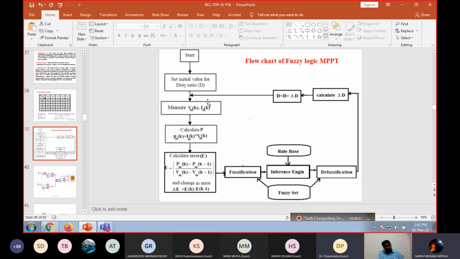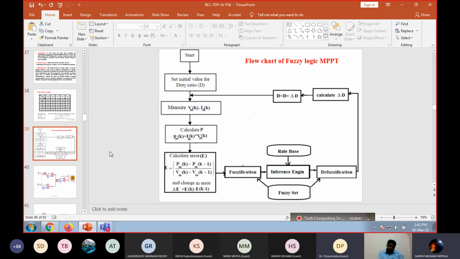After writing this, this is the flow chart of the fuzzy logic. Here also we need to measure the two parameters, voltage and current, and find out the power value. Then calculate the error, and based on this error the duty ratio is changed, whether it increases or reduces. It is a closed loop system, not an open loop system.